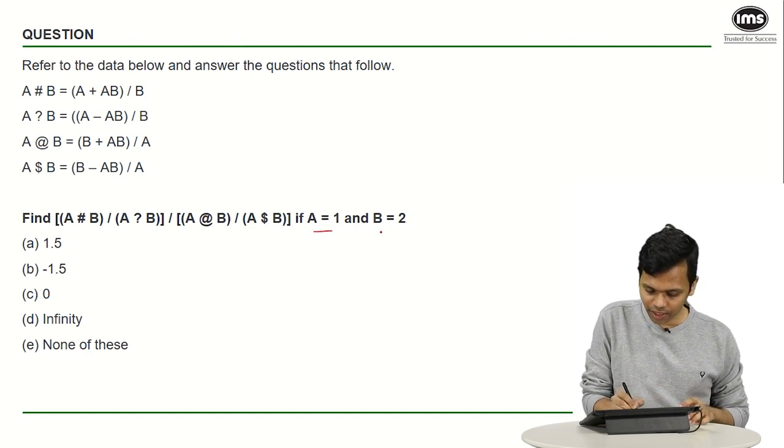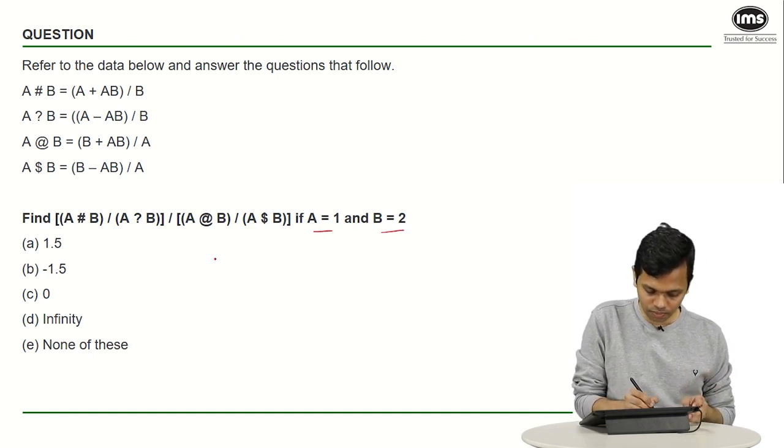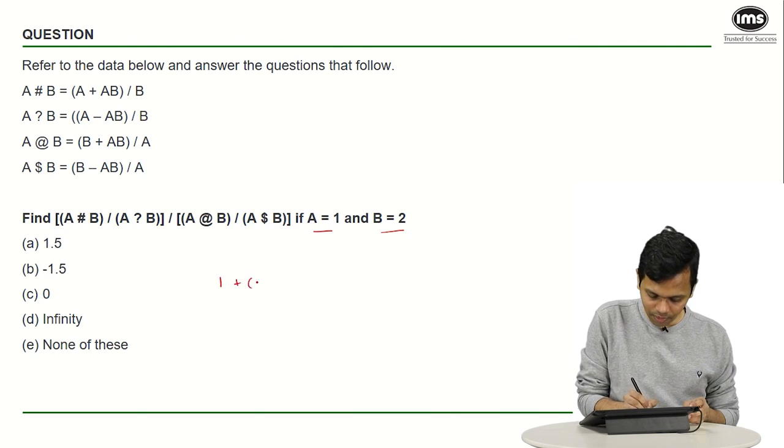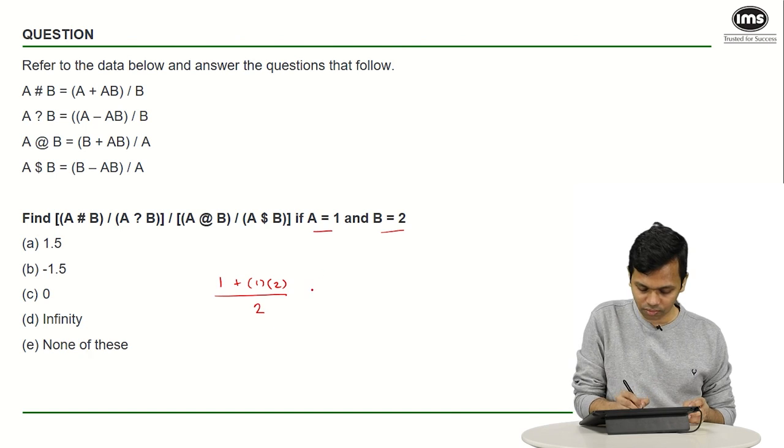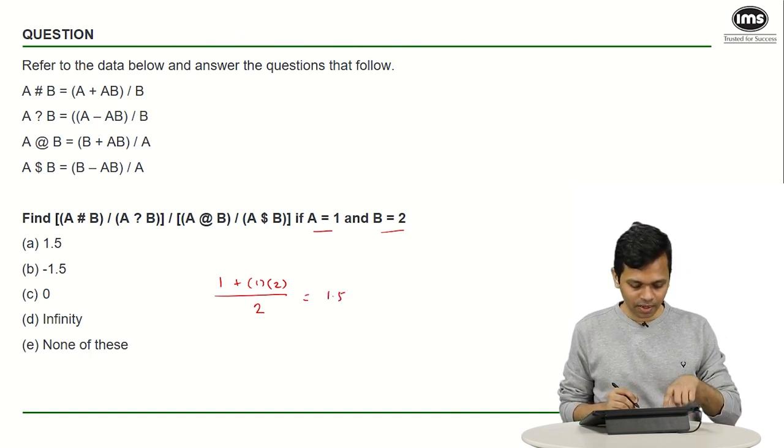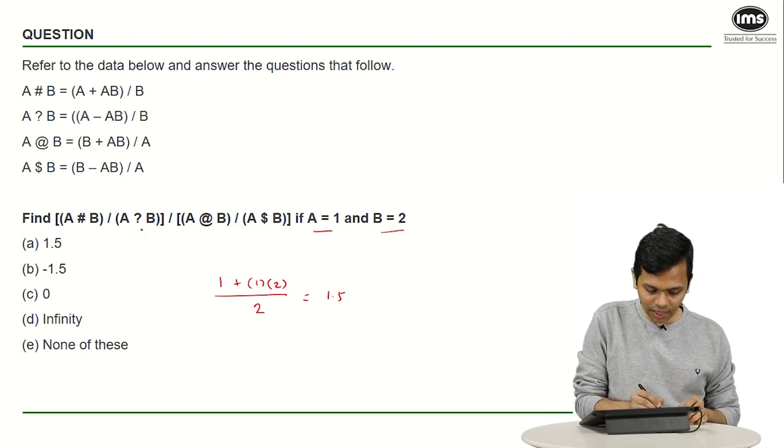Now the value of A and B which is given to us is 1 and 2. So we have 1 plus 1 into 2 divided by 2, right? So that is going to give you 1.5. Let me calculate the second bracket, A question mark B.